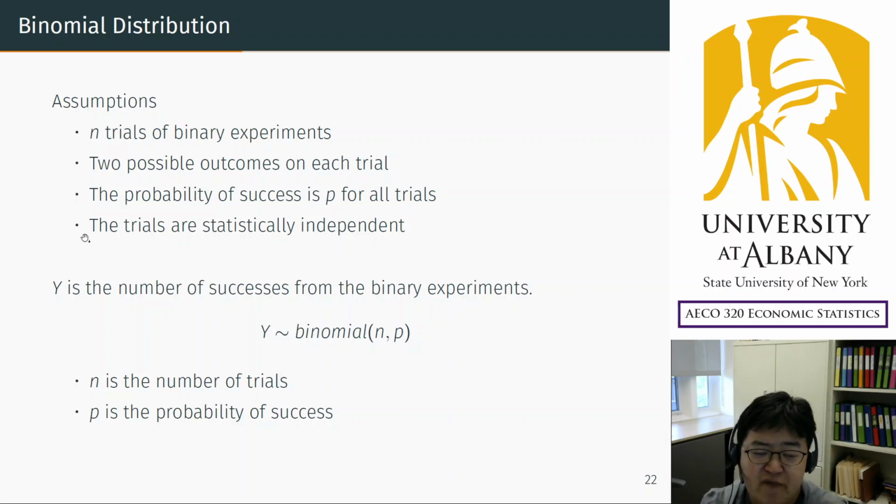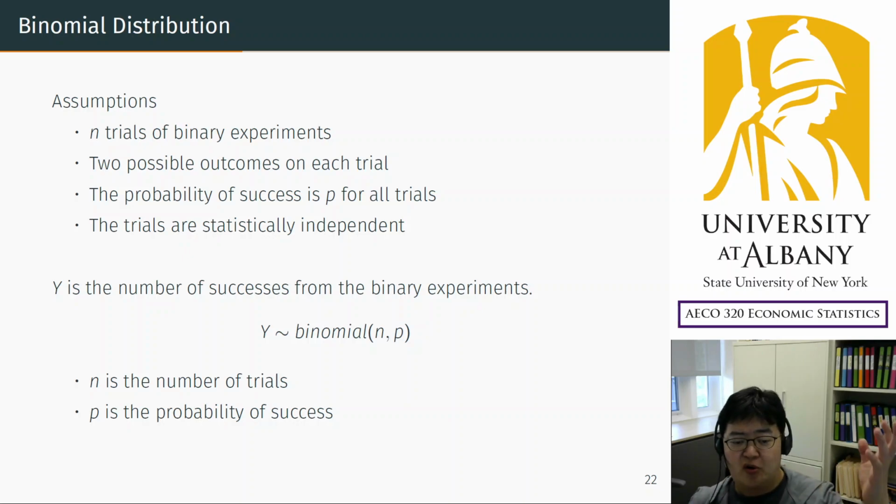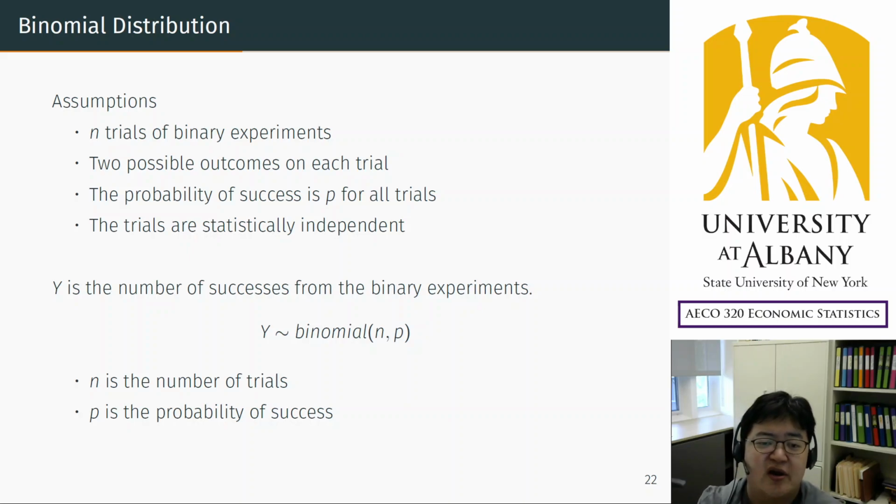And finally, the fourth assumption is actually important. The trials are statistically independent. We learned independence in the previous chapter. That means when you throw 100 coins, the result of the first coin does not affect the second one. And when you do the homework, your result from the first question does not affect the following questions. So that's the concept of independence, simply speaking. We are going to review independence in a moment.